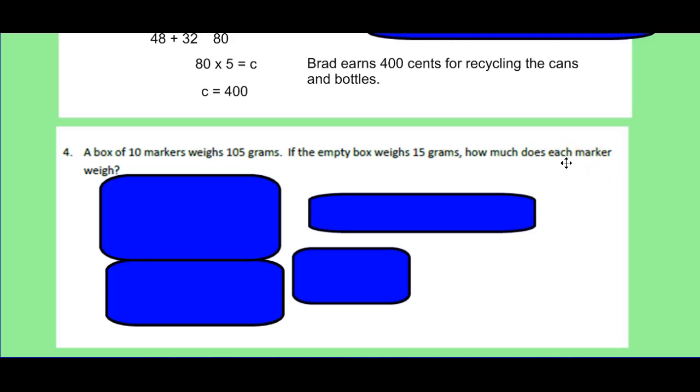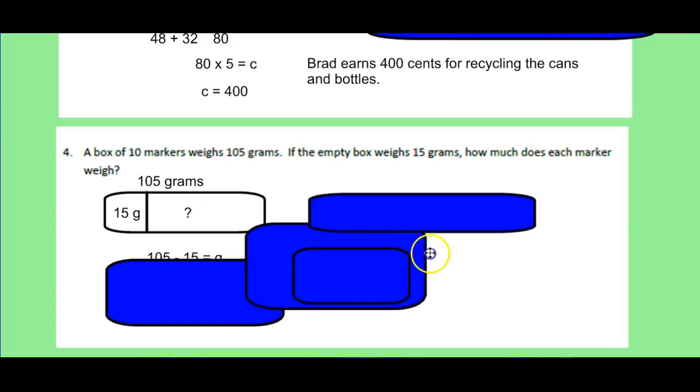Okay, so what I know from this problem is that there's a box that has markers in it, and that weighs 105 grams. The box by itself weighs 15 grams, so I don't know how much the markers weigh, but the question's asking me how much does each marker weigh. But in order to figure that out, I have to know how much do the markers weigh by themselves if they weren't in a box. So I know that the markers in the box weigh 105, and I know that the box weighs 15. So if I were to subtract these two numbers, it would tell me how much the markers weigh altogether.